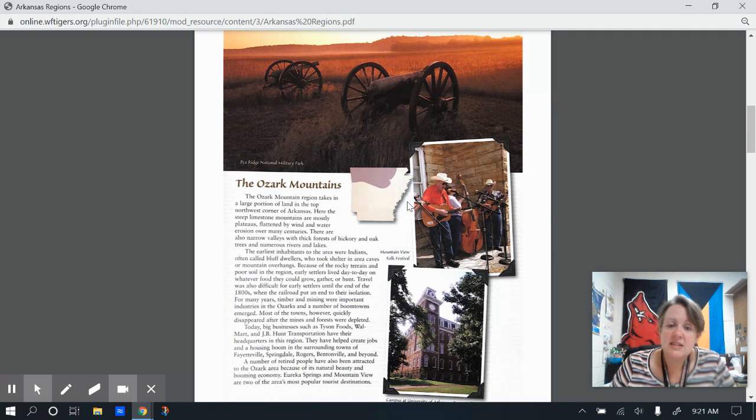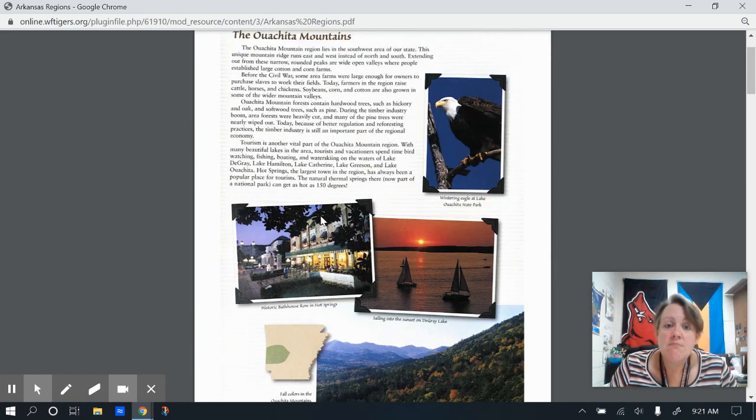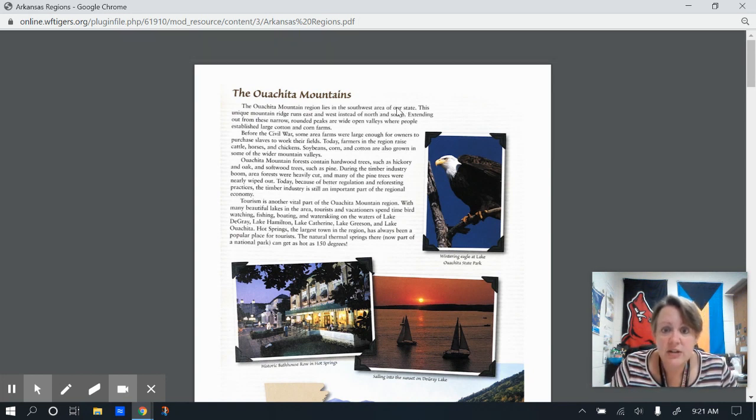My biggest thing would be I would not take notes and write every single thing down, because basically you would be copying the textbook. So you need to figure out what is going to be the most important. For example, the Ouachita Mountains. Usually every single page will talk about where the location is. That's going to be important. So you could just put location equals southwest area of Arkansas, or AR.